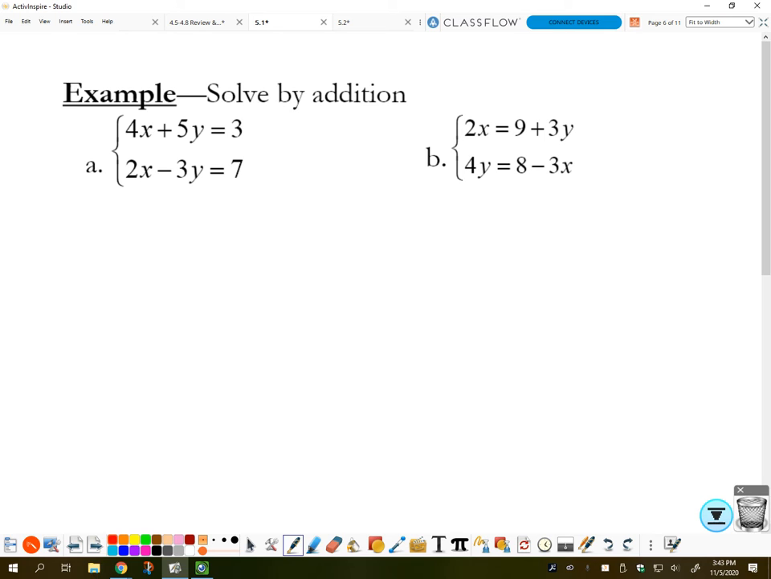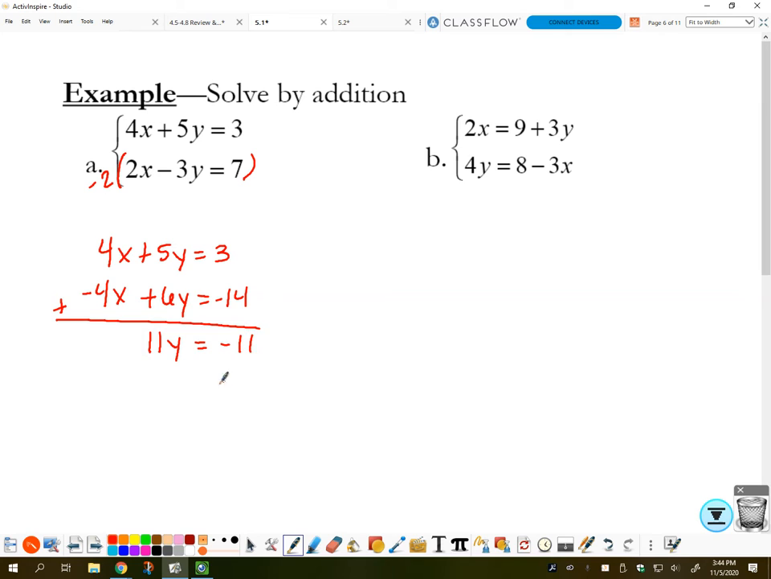So going with the less work method, I'm going to multiply by -2 here because it'll give me a -4, which will cancel out here. So if I take this equation and multiply by -2, my first equation stays the same. My second equation becomes -4x plus 6y equals -14. So now if I add those, you see that my x's go away. I have 11y equals -11, so y is -1.